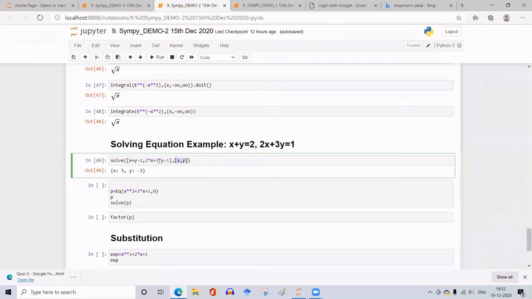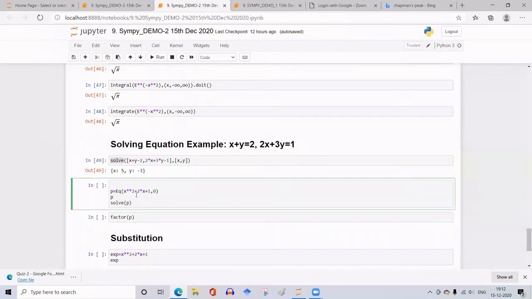Here the expressions are in terms of the variables x and y, so I'm giving x and y. Again, they are enclosed within square brackets, the whole thing within parentheses, and give the function solve. If you solve it, you will get x is equal to 5 and y is equal to minus 3. That is the answer we have got. You can substitute and find out here. If you put x is equal to 5 and y is equal to minus 3, this becomes 0. Is it not? Minus 3 minus 2, then plus 5.